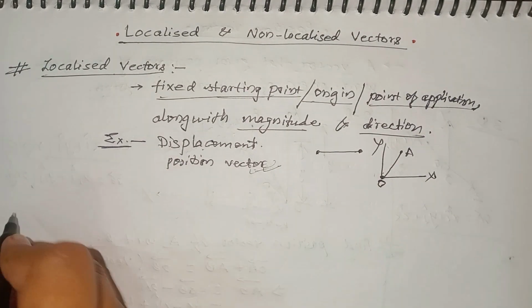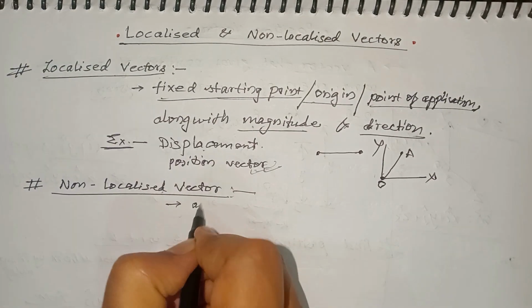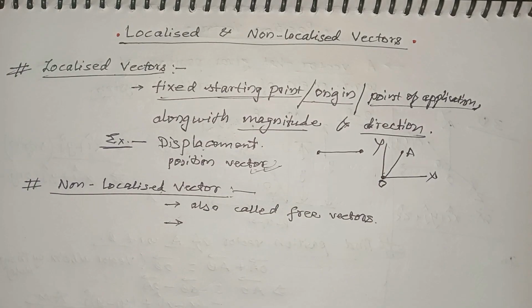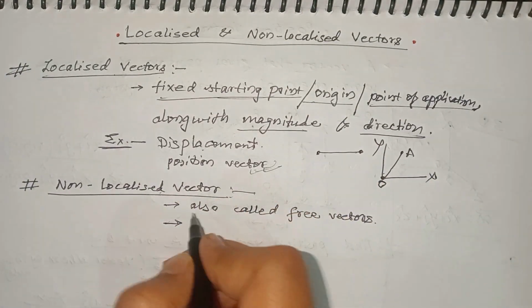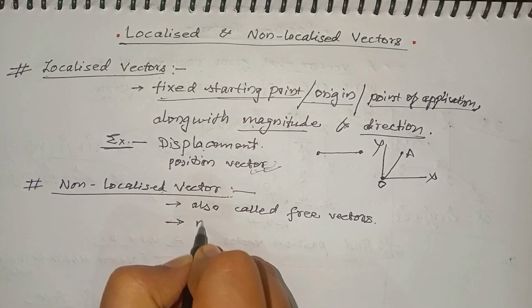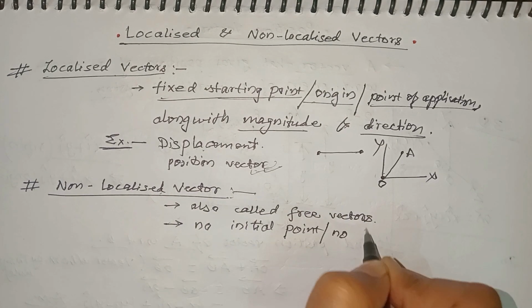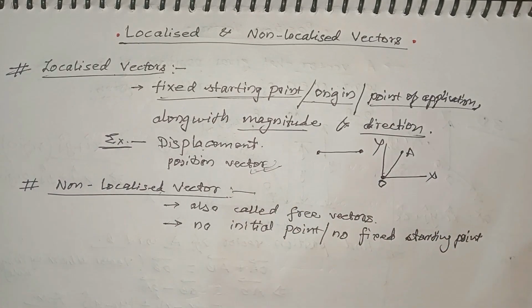Now, the non-localized vector, also called a free vector. Free means what? Here it can be shifted. At first, let me define it. Here no initial point is needed. There is no fixed starting point. From where it starts, there is nothing fixed.